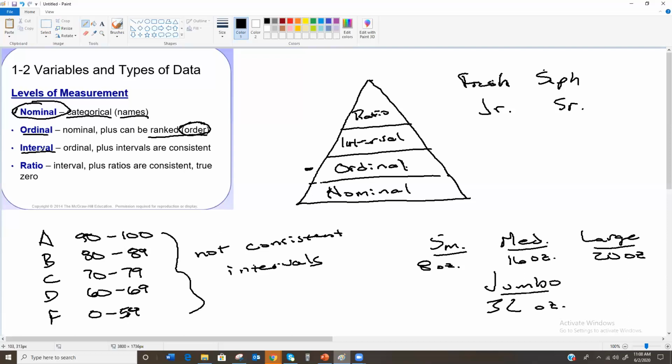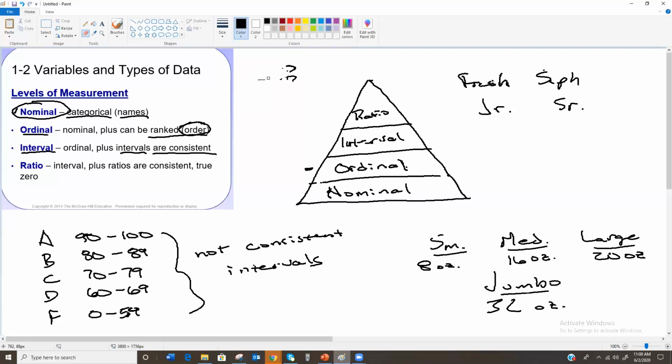So in order to be interval, you have to be able to put it in order, but you must have intervals that are consistent. And then the hardest level to reach at the top of the mountain here is ratio. By the way, a lot of students will remember this with some sort of acronym, like NOIR, nominal, ordinal, interval, ratio, to try to remember how they go.